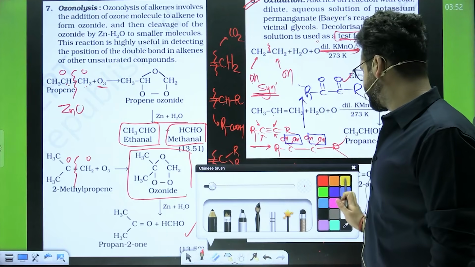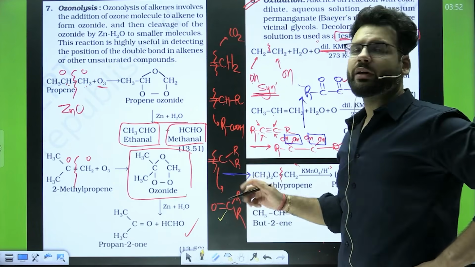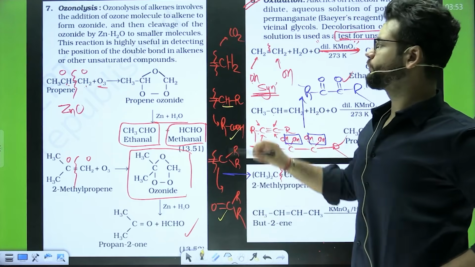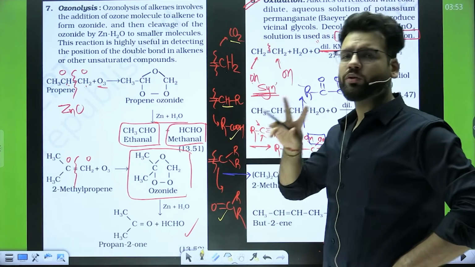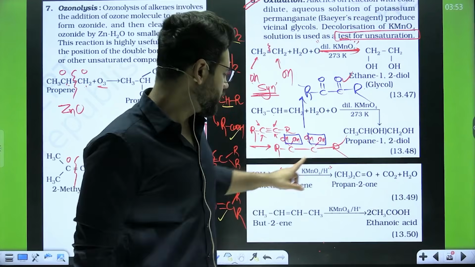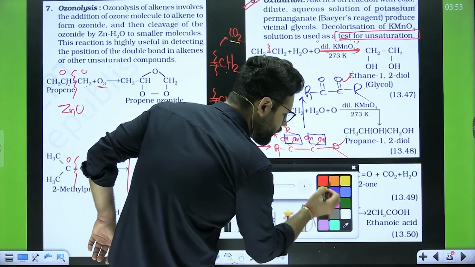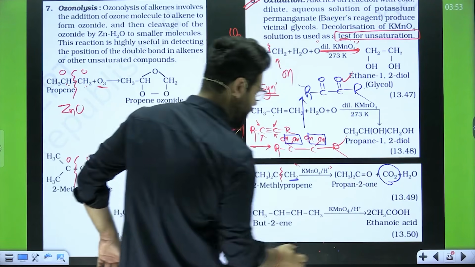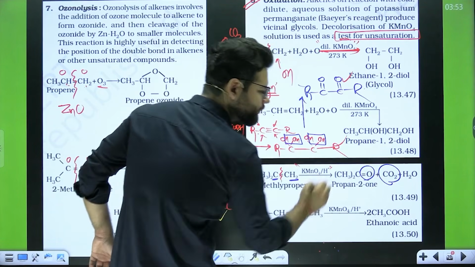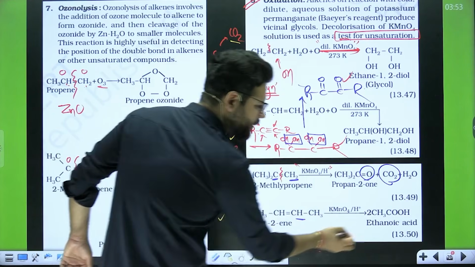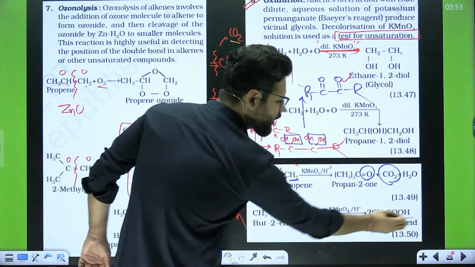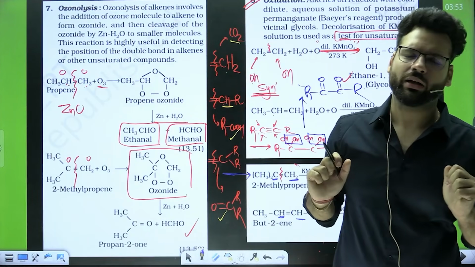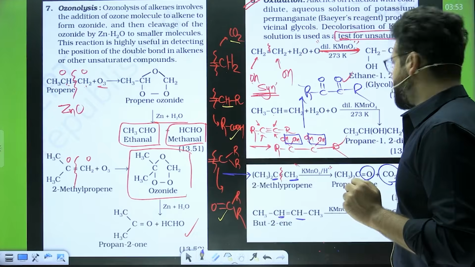Okay, so three things can happen. Ketone can happen if the carbon carries zero hydrogen. Carboxylic acid can happen when the carbon carries one hydrogen. CO2 can happen if the carbon carries two hydrogen. Looking at this, for example, here this carbon carries two hydrogen, it becomes CO2. This carbon carries zero hydrogen, it becomes ketone. This carbon carries one hydrogen, carboxylic acid. This also carries one hydrogen, carboxylic acid. So you can break the carbon double bond carbon and make fragments of organic molecules. Okay, this is the one.